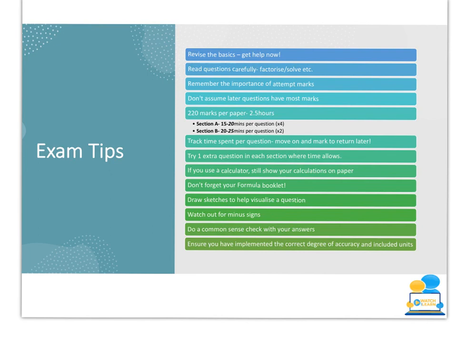So again, to go through your paper breakdown in a bit more detail, as we've said already, we've got 220 marks per paper, and you're going to have 2.5 hours to complete both paper 1 and paper 2. So my general advice then would be on section A to spend about 15 to 20 minutes per question. And again, that's going to be for your 4 questions. And then about 20 to 25 minutes on section B.